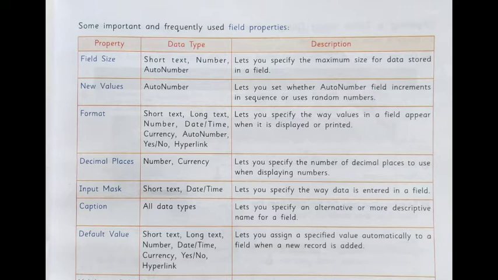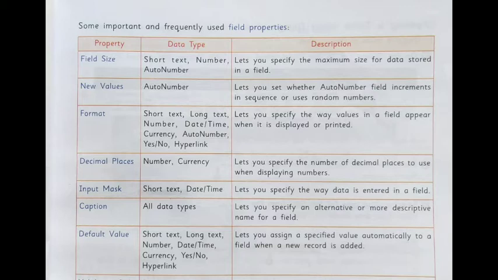Decimal Places, for number or currency, lets you specify the number of decimal places to use when displaying numbers. Input Mask, for short text, date or time. Input masks let you specify the way data is entered in a field. Caption, for all data types. Caption lets you specify an alternative or more descriptive name for a field.